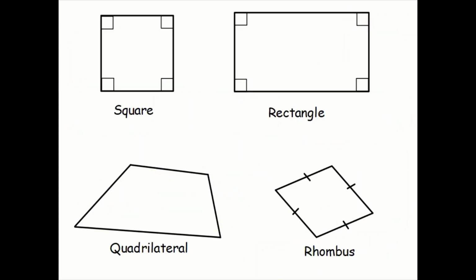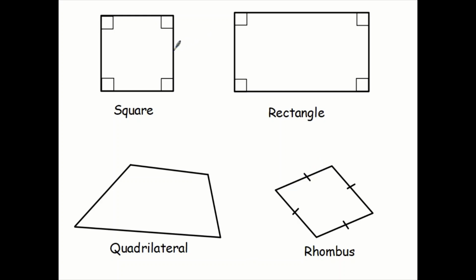So here are some quadrilaterals that hopefully you know. So we've got a square here, we've got a rectangle. I've just called this a quadrilateral. I'll talk a bit more about this in a second. And then a rhombus, which we know is quite a special kind of quadrilateral. All sides are the same length, but it's different from a square because the angles are not right angles.